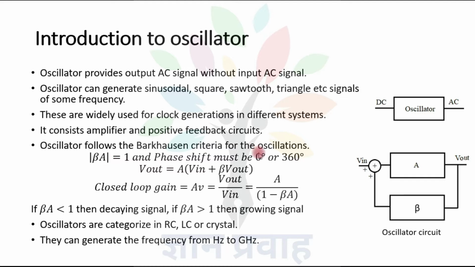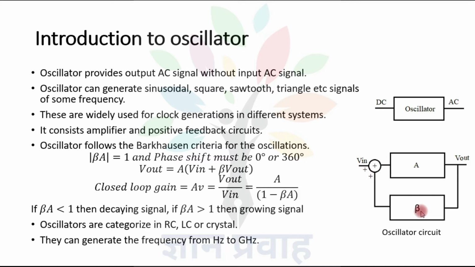And second condition is phase shift. In the amplifier, normally we use transistors. So transistors provide 180 degree phase shift. So the remaining 180 degree phase shift must be provided by this feedback circuit.